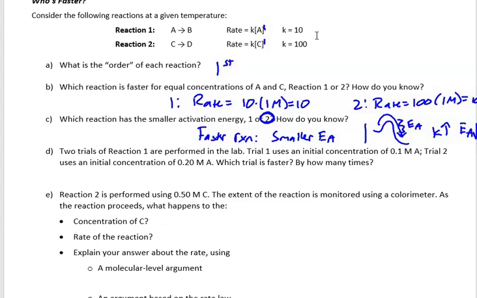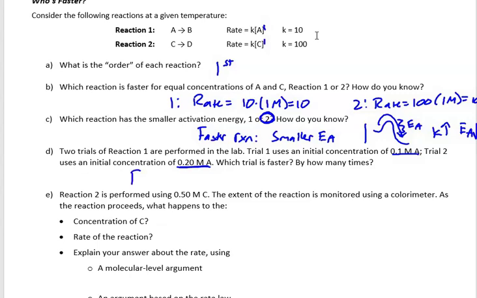So in part D here, 2 trials of reaction 1 were performed in the lab. Trial 1 uses 0.1 molar concentration of A initially, and trial 2 uses twice as much, 0.2. Which trial is faster and by how many times? Again, you can plug it into the rate law and see. Hopefully you would realize that more A means more reactant. More reactant means a faster reaction. So you would expect trial 2.